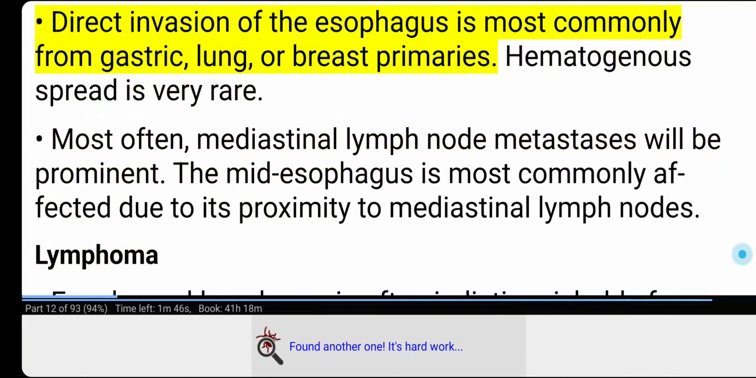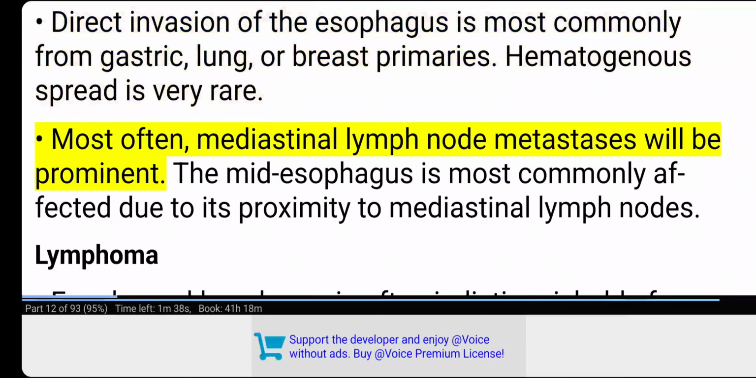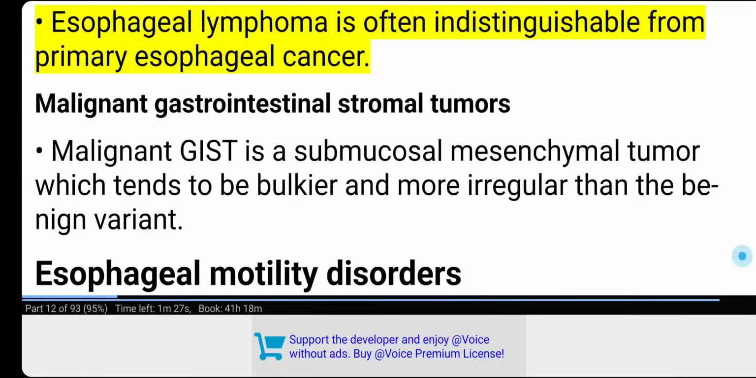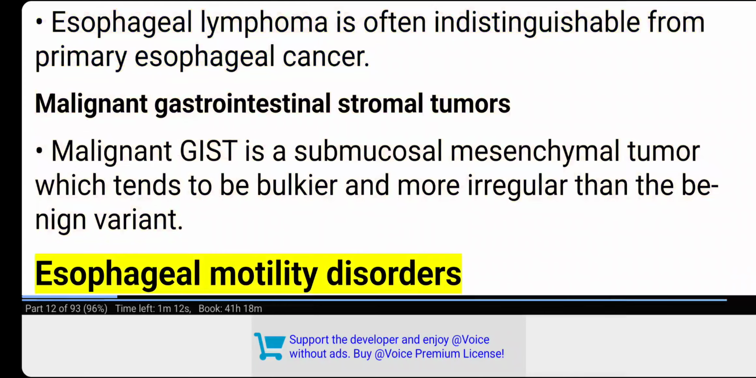Metastasis. Direct invasion of the esophagus is most commonly from gastric, lung, or breast primaries. Hematogenous spread is very rare. Most often, mediastinal lymph node metastasis will be prominent. The mid-esophagus is most commonly affected due to its proximity to mediastinal lymph nodes. Lymphoma. Esophageal lymphoma is often indistinguishable from primary esophageal cancer. Malignant gastrointestinal stromal tumors. Malignant GIST is a submucosal mesenchymal tumor which tends to be bulkier and more irregular than the benign variant. Esophageal motility disorders.